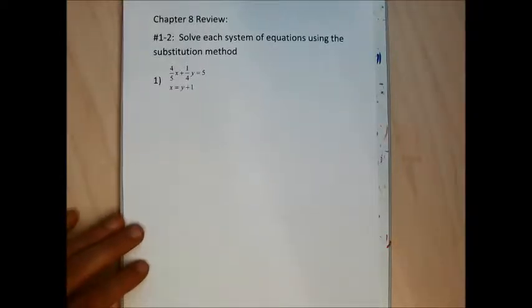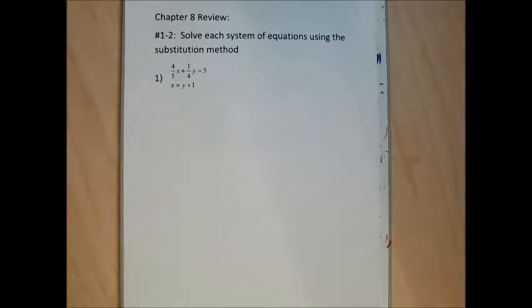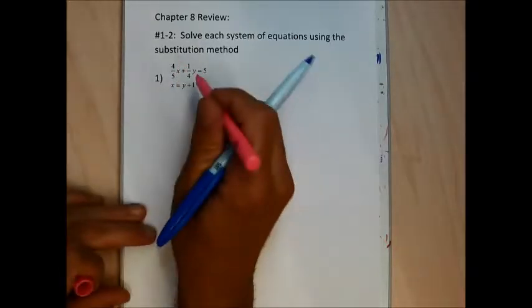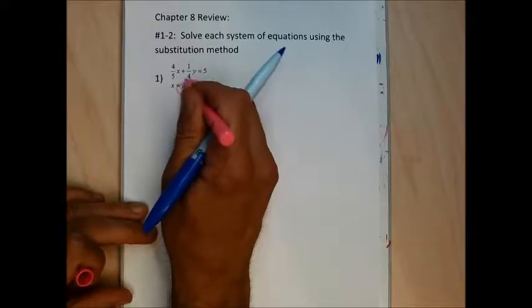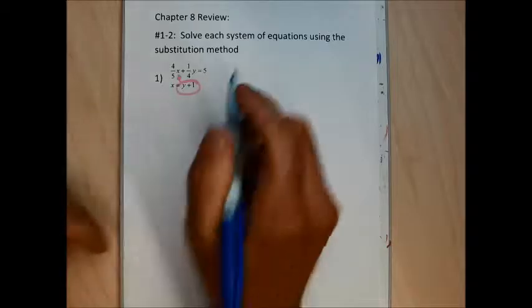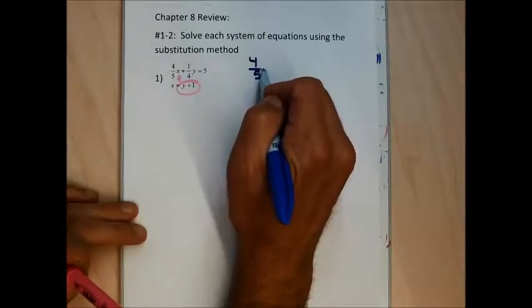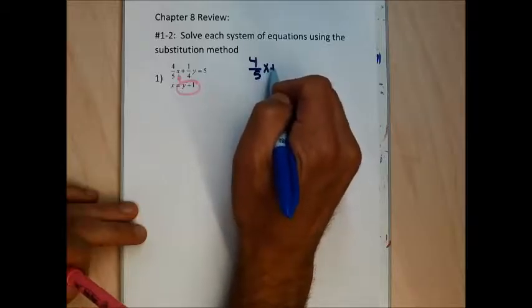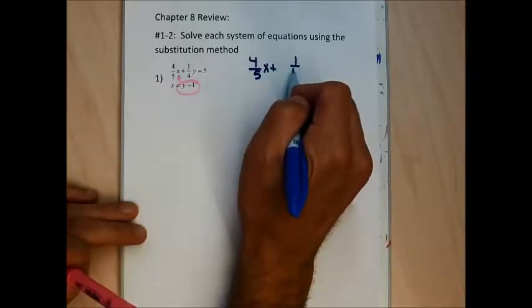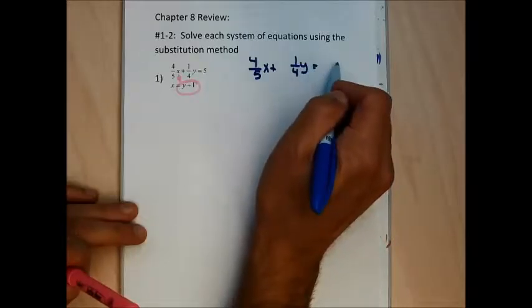Alright, I'm just going to jump into this review. The first two problems want me to use the substitution method, and they're set up perfectly, at least number one. What I'm going to do eventually is take the x in the top equation and change it to y plus 1. I don't like working with equations that have fractions, so before I substitute y plus 1 in for the x, I'm going to multiply and make a clean version of that top equation that doesn't have fractions.